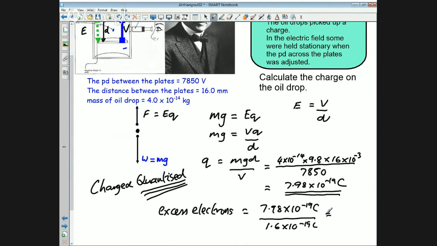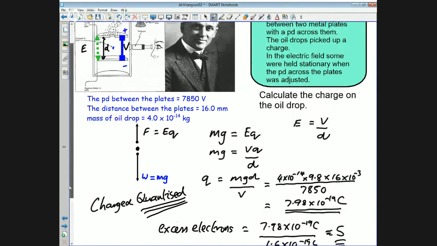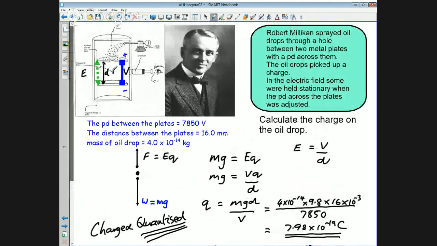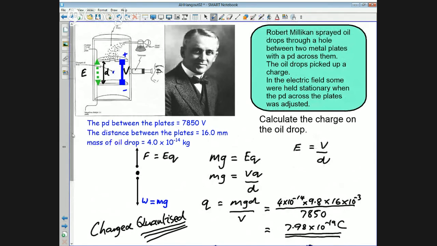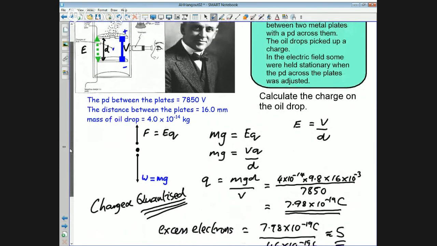And if we do that in my calculator, 7.98 divided by 1.6, it's about 4.98, which is roughly equal to 5. So that experiment tells us that when we sprayed the oil drop through the sprayer, the oil drop there received an excess charge of 5 electrons.